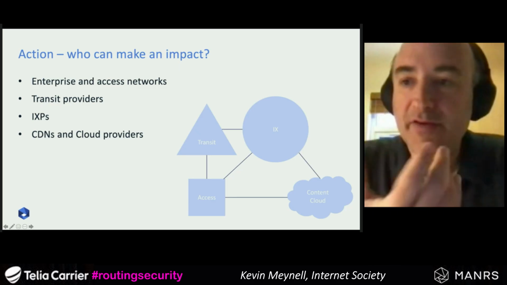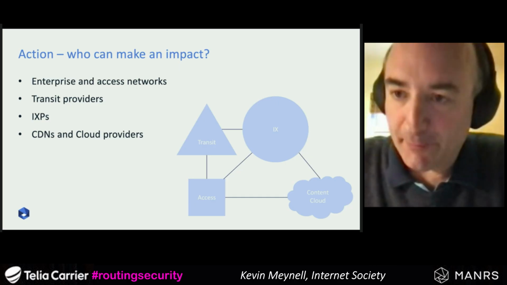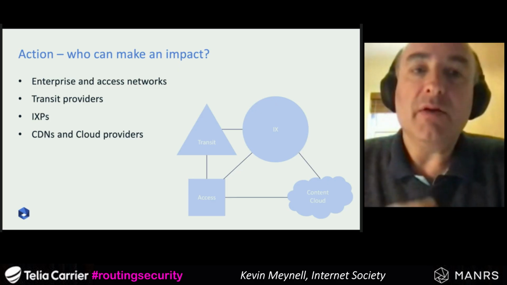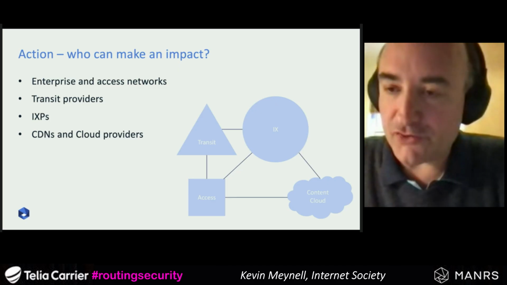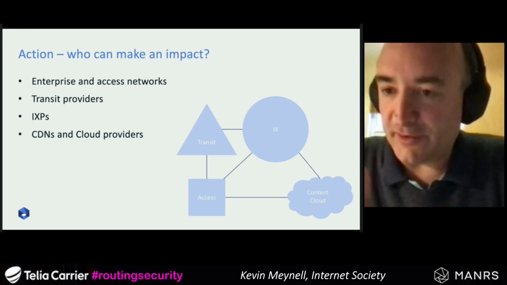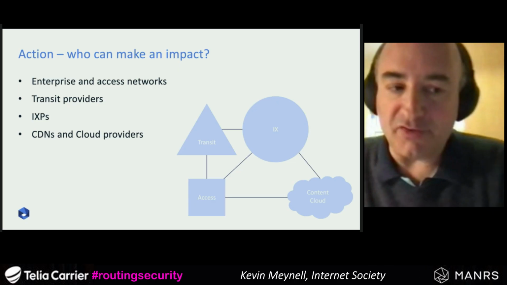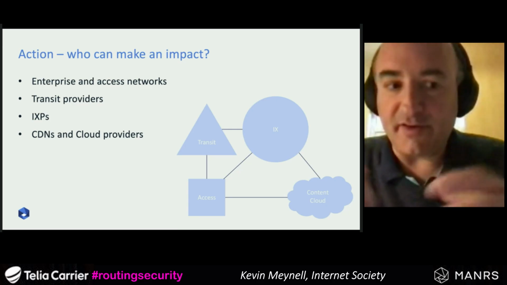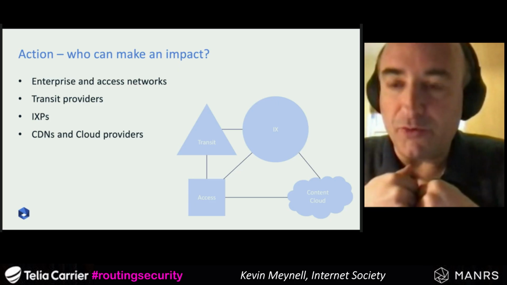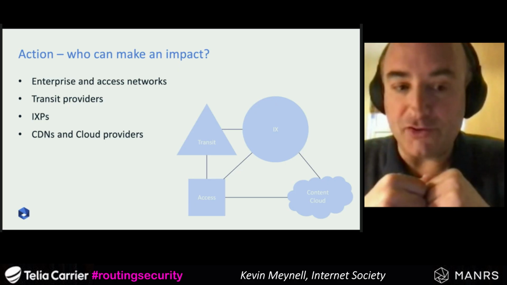So who can make the impact here? Well, certainly anybody that's operating a network connected to the internet that has an AS number, for sure. But we're also looking at, in particular, transit providers such as Telia. They can have a really big impact on this because they're carrying a lot of traffic from a lot of networks, but also IXPs. So IXPs are obviously interconnecting multiple networks. So they can have a really strong role in encouraging their members to implement and undertake strong routing security measures.